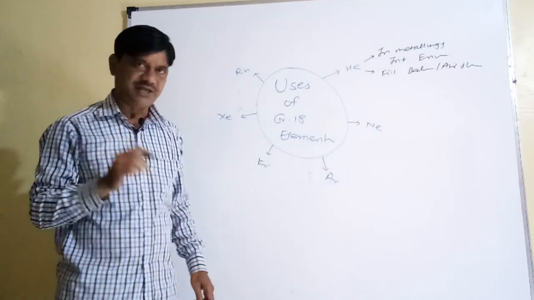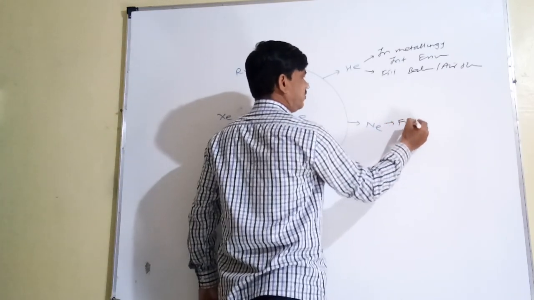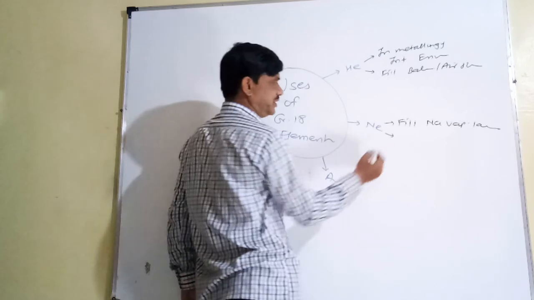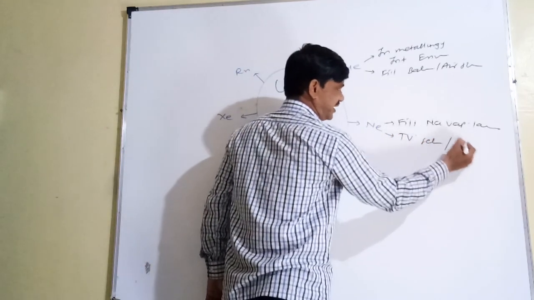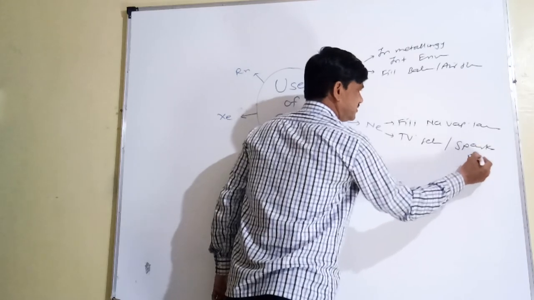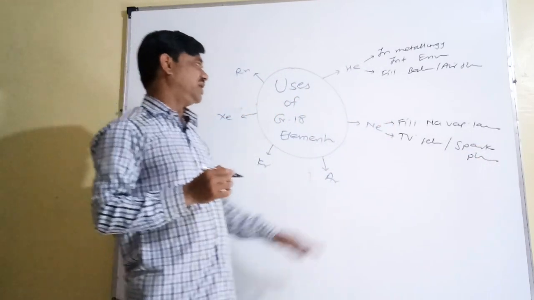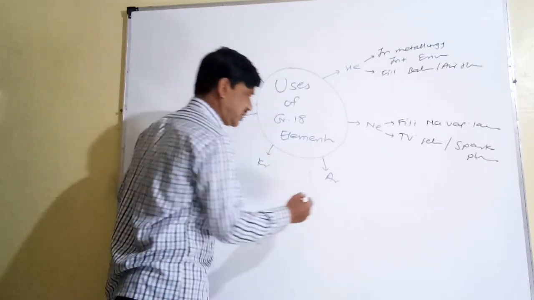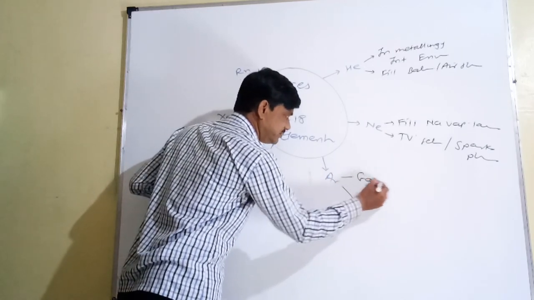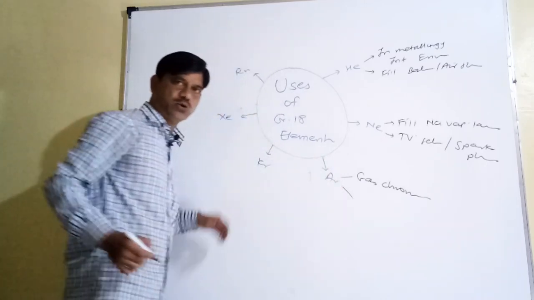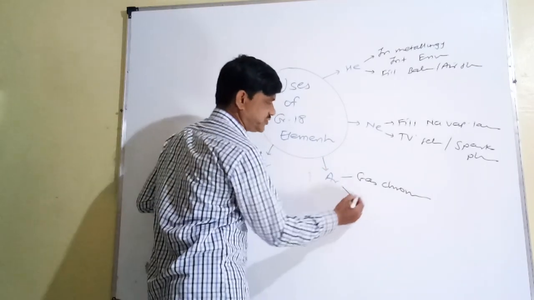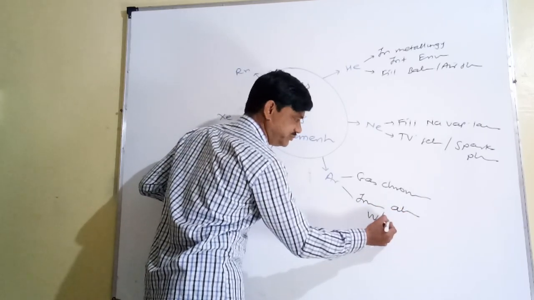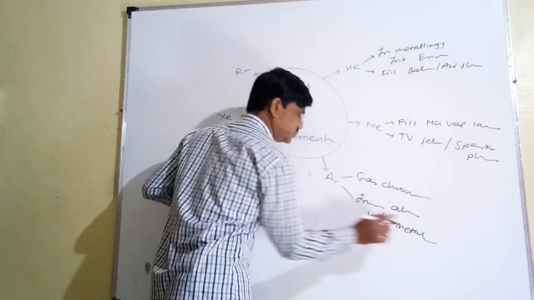Now in the case of neon, can you tell me, it is used to fill what type of lamp? Sodium vapor lamps. In addition to that, it is useful in television sets, and also in spark plugs, rectifiers, and voltage stabilizers. These are important uses of the second inert gas, neon. In the case of argon, try to remember, it is used in a special type of chromatography known as gas chromatography. In addition to that, it also provides an inert atmosphere for welding and cutting of metals. That is another important use of argon.